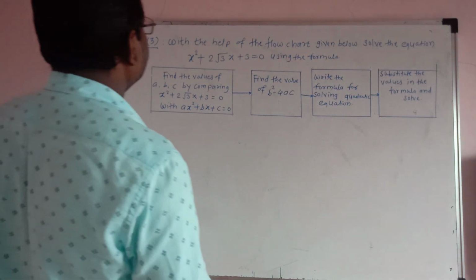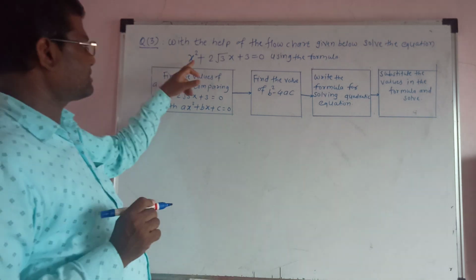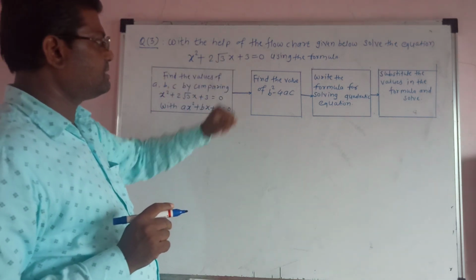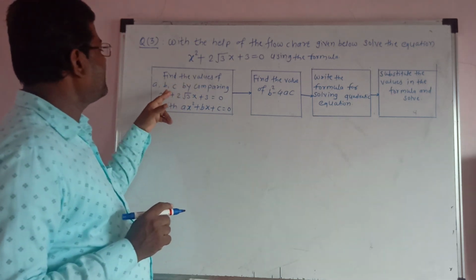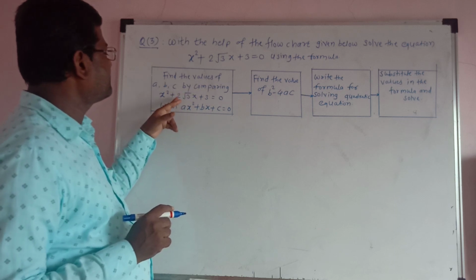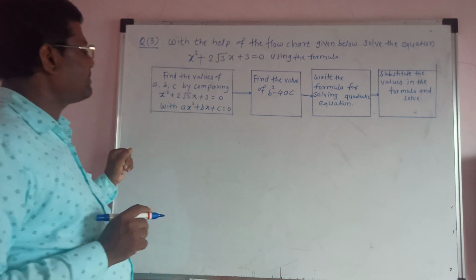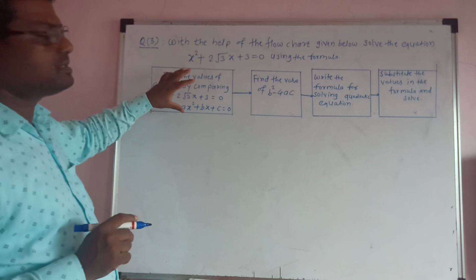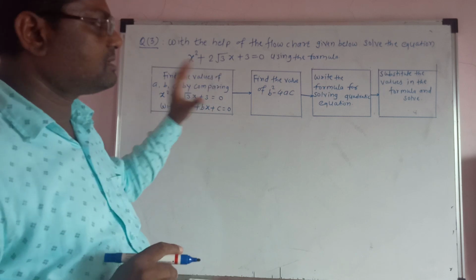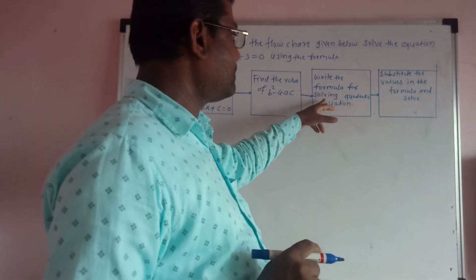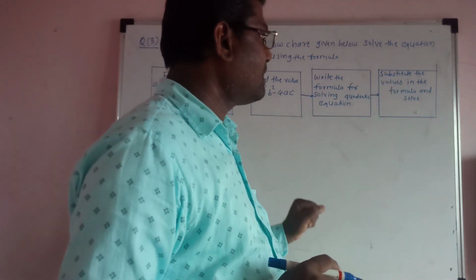Now question number 3. With the help of the flowchart given below, solve the equation x square plus 2 root 3x plus 3 is equal to 0 using the formula. Find the values of a, b, c by comparing x square plus 2 root 3x plus 3 is equal to 0 with ax square plus bx plus c is equal to 0. This is step 1. Find the value of b square minus 4ac. This is step 2. Write the formula for solving quadratic equation. Step 3. Substitute the values in the formula and solve. Step 4.